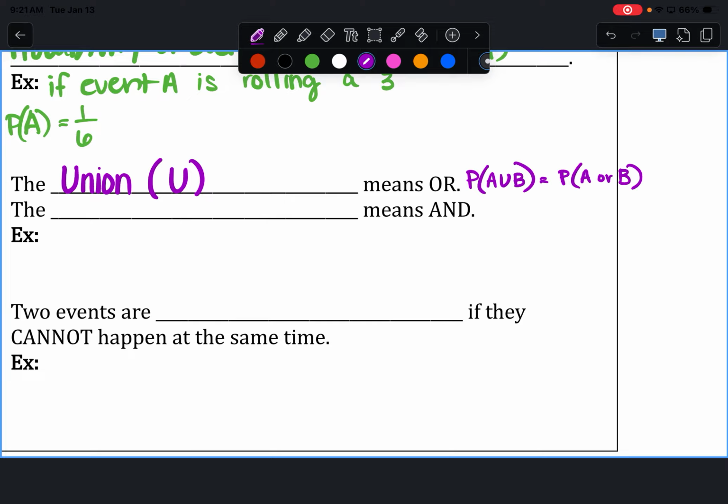Okay, we can also have intersection. The symbol for intersection is an upside down U or a lowercase n. And so the probability of A intersecting B is just the probability of A and B.